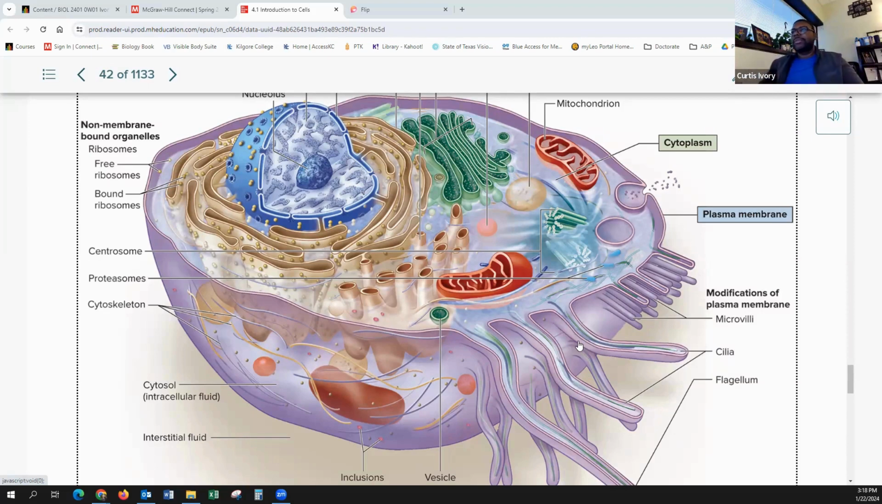cough it up. Also, you can find cilia in the fallopian tubes. That's what's going to help push the egg to the uterus. So these are kind of cool little features that cells do have. But cilia are not found in every cell. They're only found in certain places of the body.